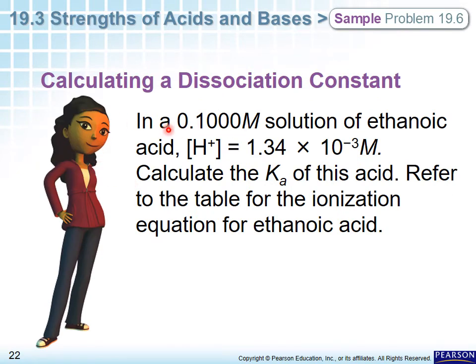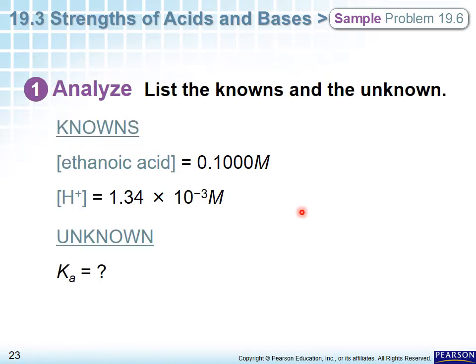So calculate it. In a 0.1000 molar solution of ethanoic acid, the H+ ion concentration equals 1.34 times 10 to the power negative 3 molar. Calculate the Ka of this acid. Refer to the table of ionization equation for ethanoic acid. So what we note is that the ethanoic acid is 0.100 molar, which is given in the question. The other one is the H+ ion concentration, given as 1.34 times 10 to the power negative 3 molar. What we need is Ka, the acid dissociation constant.